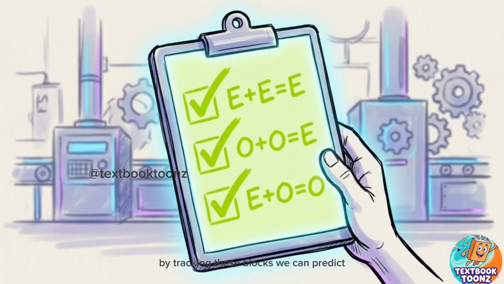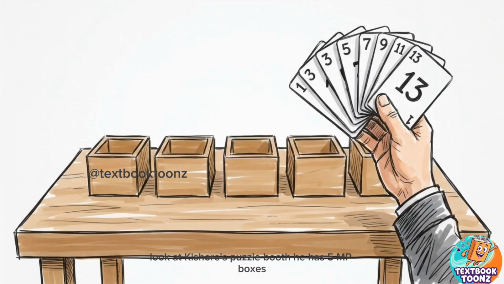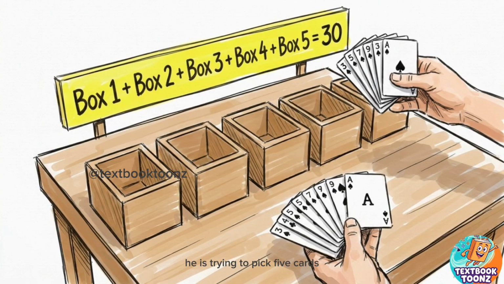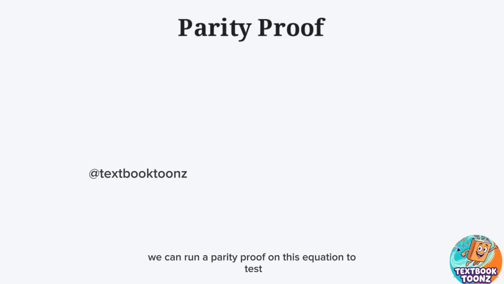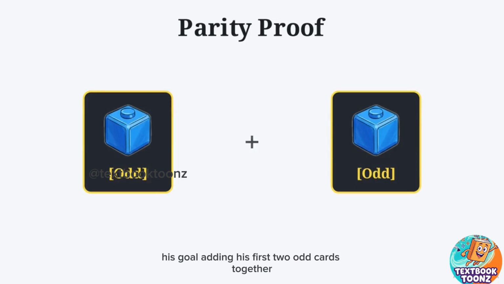By tracking these blocks, we can predict whether an addition sum will be even or odd before we ever calculate the specific numbers. Look at Kishor's puzzle booth. He has 5 empty boxes and a deck of cards containing only odd numbers. He is trying to pick 5 cards that add up to a target of 30, and he is swapping cards endlessly. We can run a parity proof on this equation to test his goal.